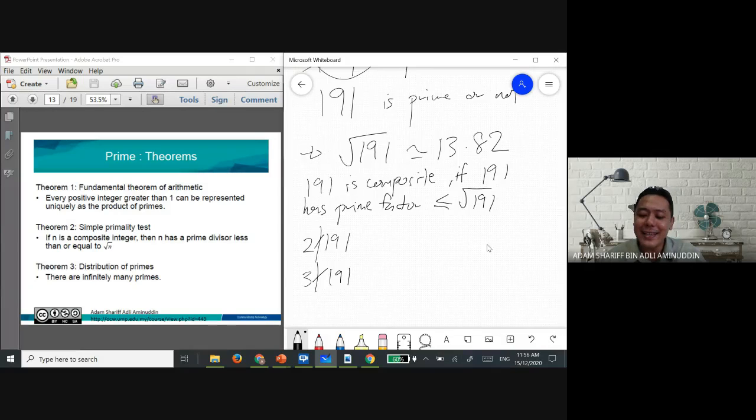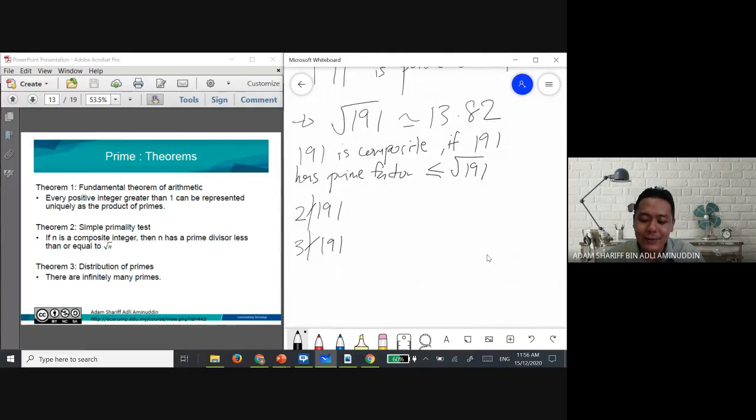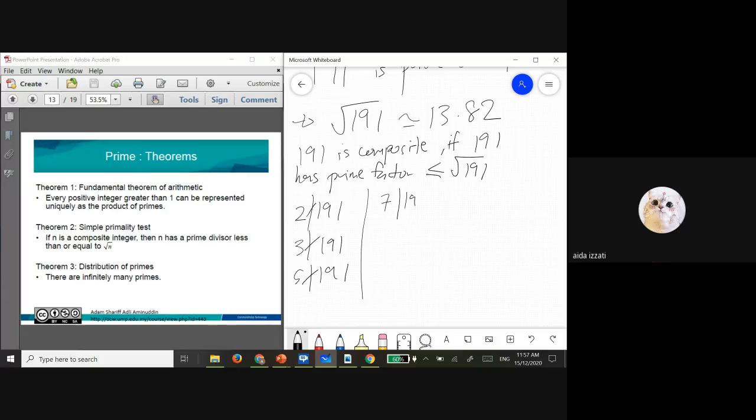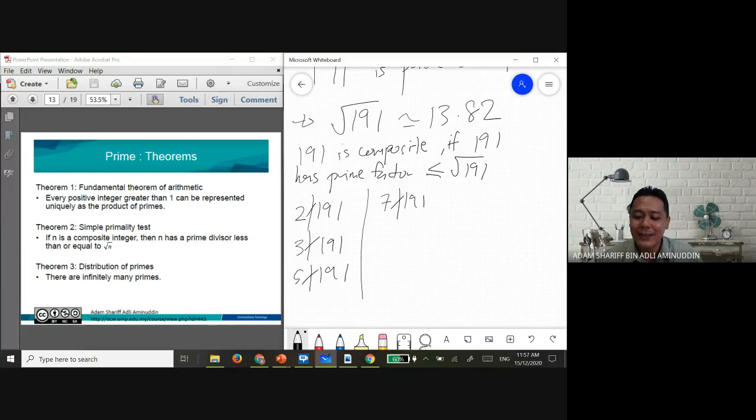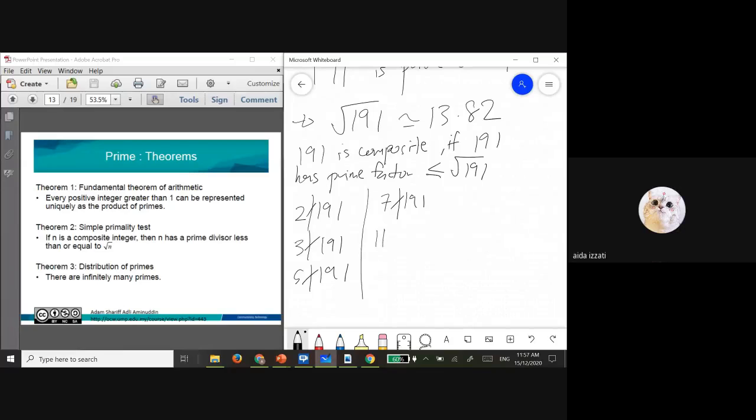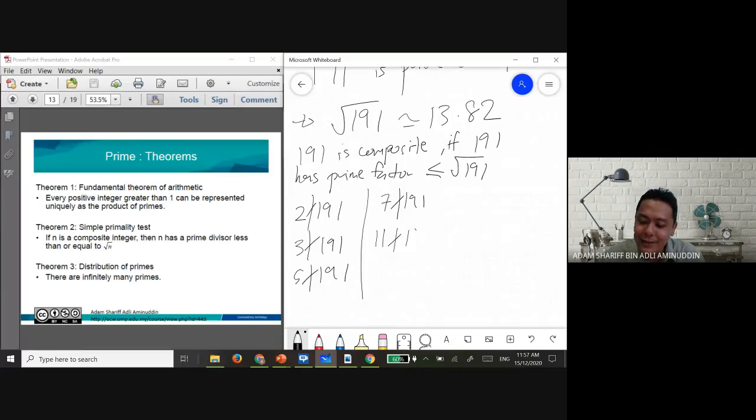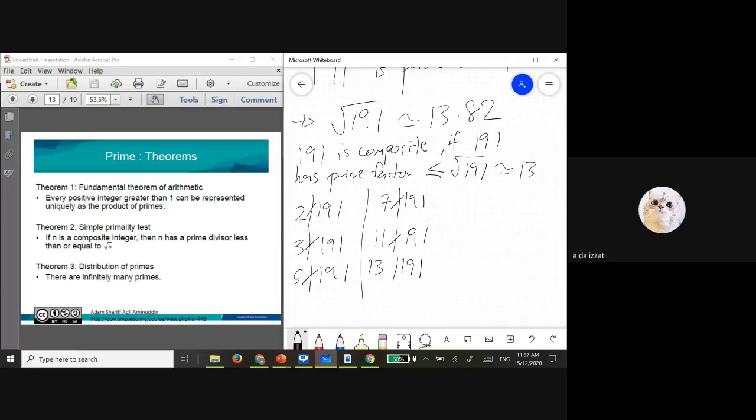Okay, what is the next prime? 5. Is it a factor of 191? No. Of course not. Next, 7. No. No also. What is the next prime? 11. No also. Now, we arrive at less than 13.82. It means we have to check up to 13. Is 13 a factor of 191 or not? No. Not also.